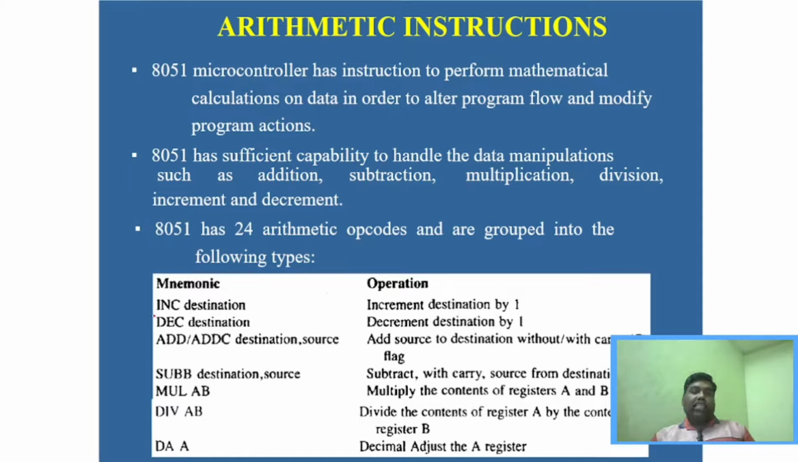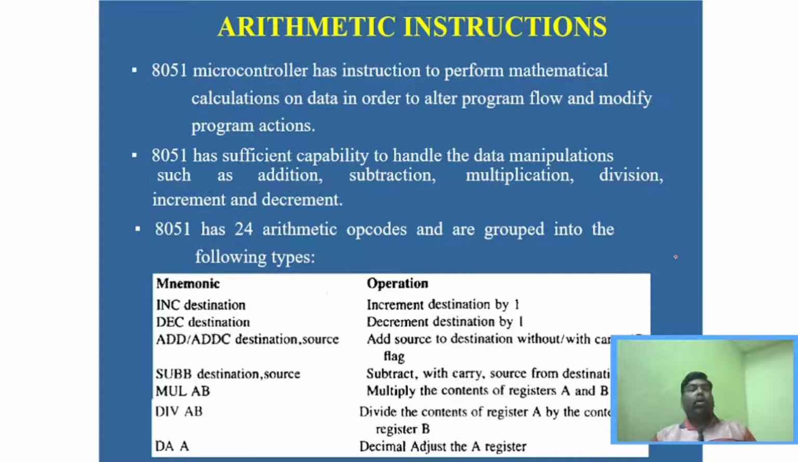So INC is nothing but increment, right? Increment destination, that is whatever destination is given here. It can be an address or register, whatever it may be, that will be incremented by 1. And similarly DEC represents decrement, decrement the value of the destination by 1, right? And this is addition, right?